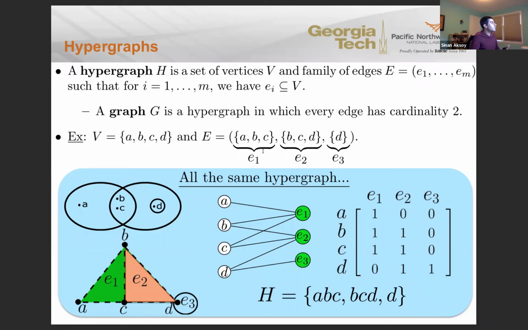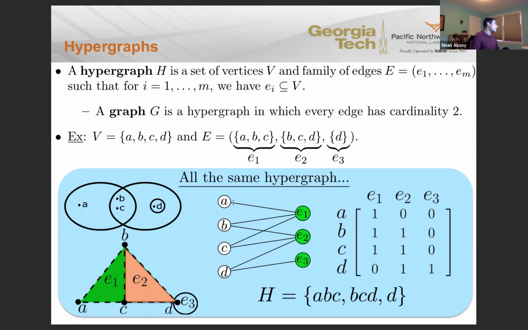There are a number of ways that you could choose to illustrate or represent this hypergraph. One very common way is just using a Venn diagram to show the sets of the hypergraph, the hyperedges. Another way is by using a rectangular incidence matrix where the vertices index the rows and the hyperedges index the columns, and there's a 1 in the ijth spot if vertex i belongs to hyperedge j.